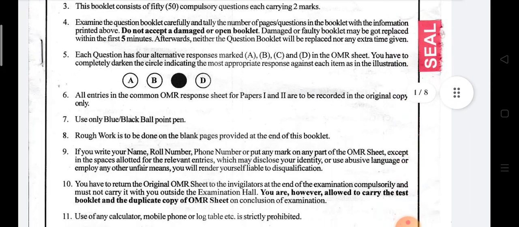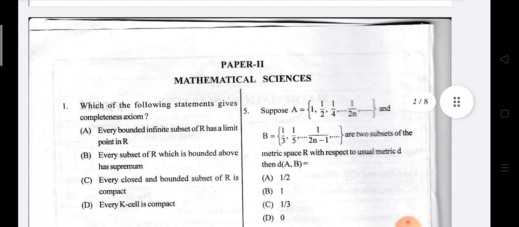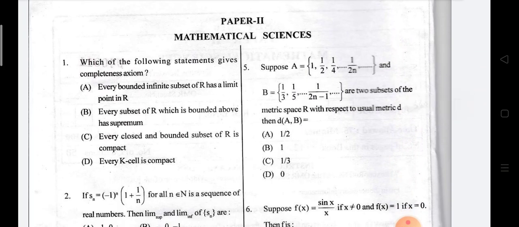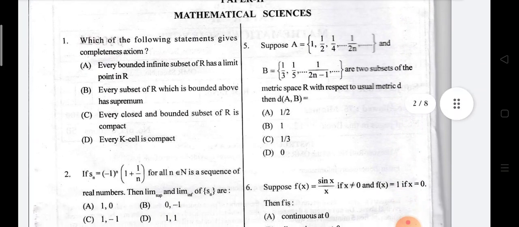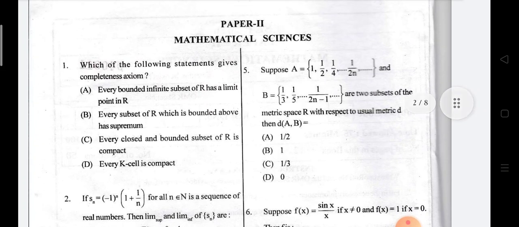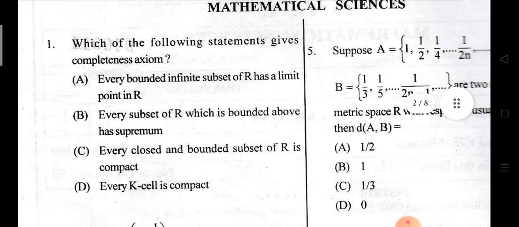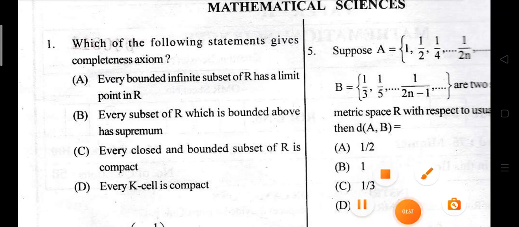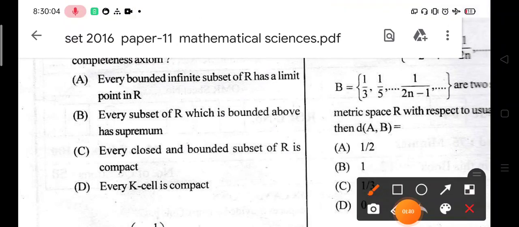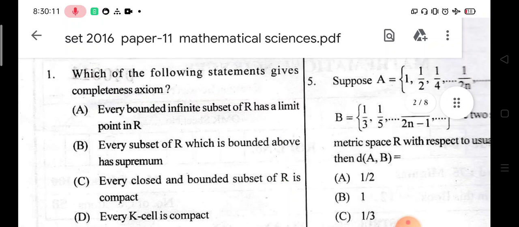So let's see what's asked in the paper. The first question reads, which of the following statements gives the completeness axiom? In this question, you have been asked about the completeness axiom. You must know what the completeness axiom is.